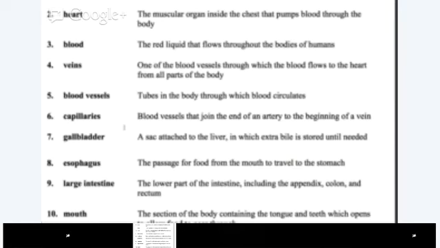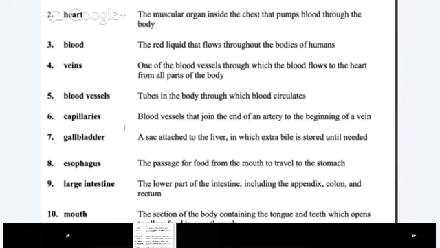Perfect. Thank you, Victor. So does everybody understand what the difference between a blood vessel and a capillary is? Blood vessels are all over the body.